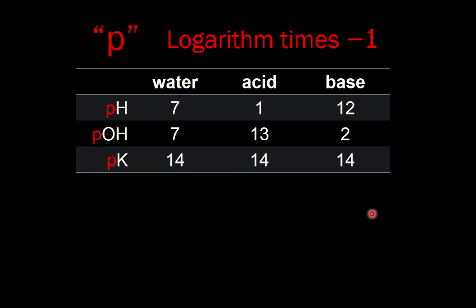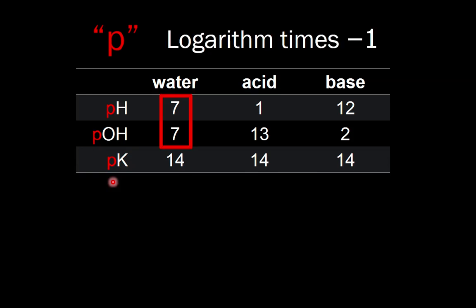But that's not the only thing we can take the logarithm times -1 of. We can do that for the hydroxide ion, and when we do that, we get pOH. We can also do it for the equilibrium constant, and we get pK. All right, so that's where pH comes from. It's -1 times the logarithm of the concentration of H+.